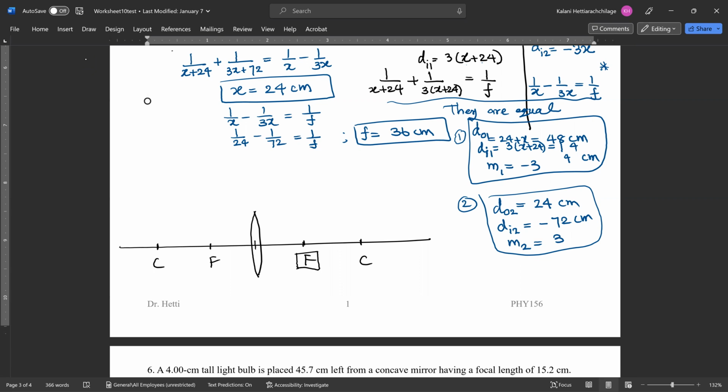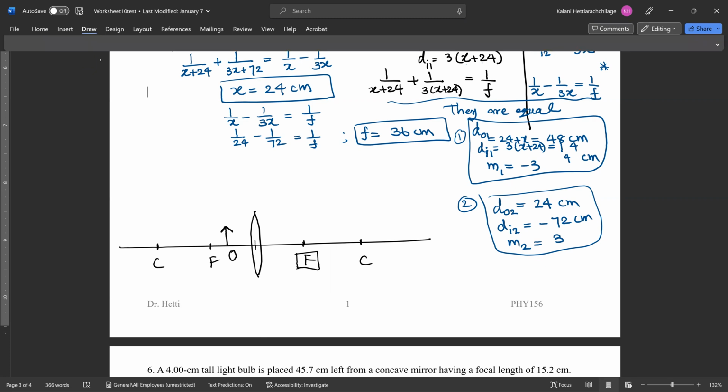So now the object will be 24 centimeters. From that, 24 centimeters is less than 36. That means your object will be somewhere here. That is the location of the object. So now we're going to draw the ray diagram.